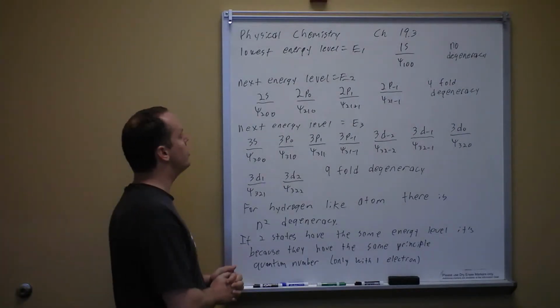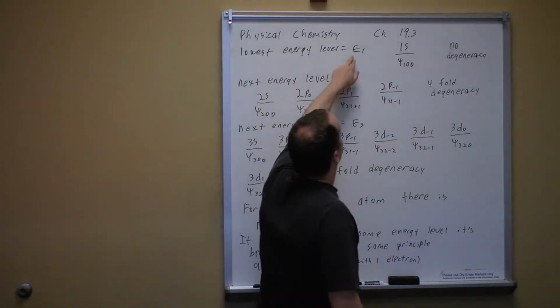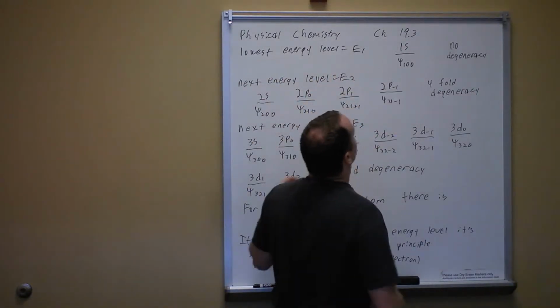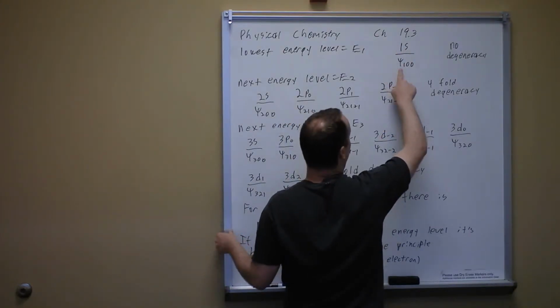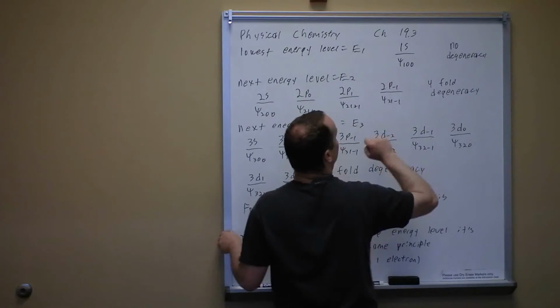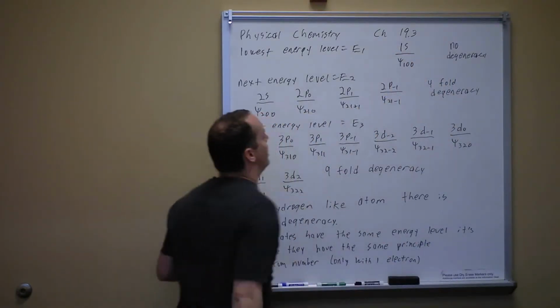Continuing on physical chemistry, chapter 19, section 3. So the lowest energy level, we say that's E sub 1. There are 2 ways we can write that. We can write that as the 1s shell, or we can write it psi 100. There's no degeneracy in this state. This is the only state with that energy level.